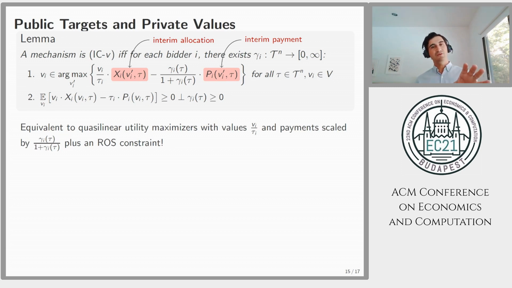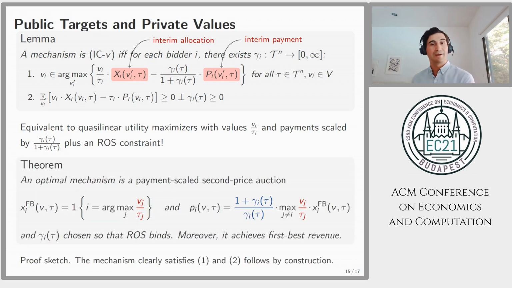Now, using this characterization that we actually prove using duality theory, we can characterize optimal mechanisms, and we can show that the optimal mechanism is a payment-scaled second price auction. How does it work? You allocate according to the first best mechanism as before, but now the payments are that of a second price auction, in the sense that the highest bidder is going to win and it's going to pay the second highest target-adjusted value. But now you are scaling this by the payment multiplier, 1 plus gamma over gamma, where gamma is chosen so that the return on spend binds. And moreover, we can show that this mechanism achieves first best revenue.